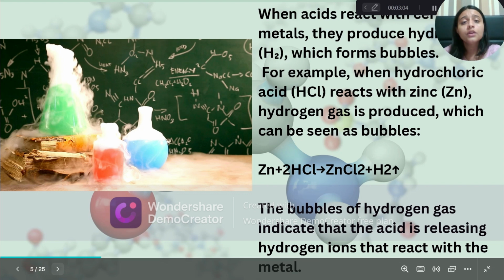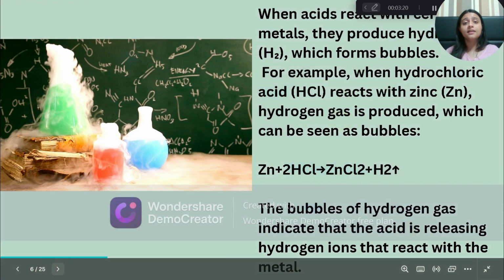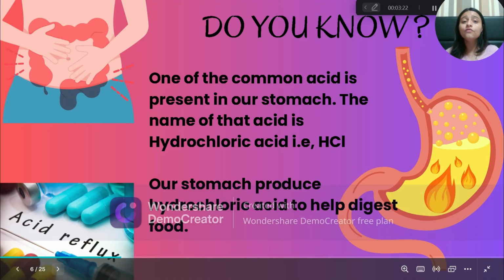Alright. Do you know one of the most common acids is present in your own tummies? Yes, in your stomach, the most common acid, that is hydrochloric acid, is present. But what is that acid doing in your stomach? My dear students, that acid helps in digestion of your food. The food we eat is digested by this acid which is present in our stomach. So any sort of acidic reflux.